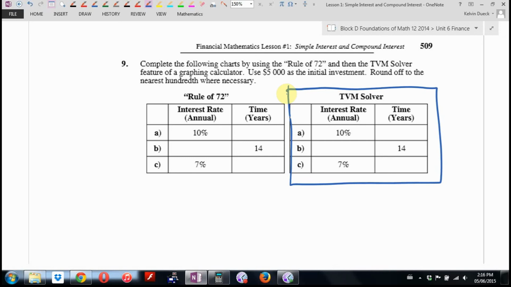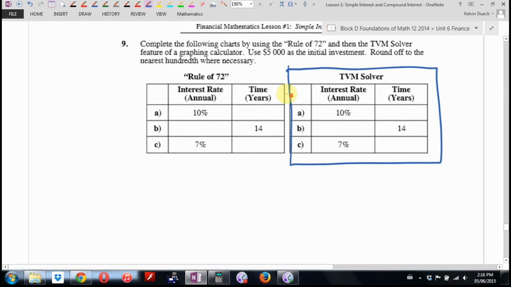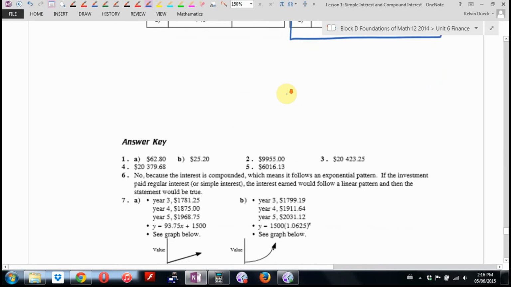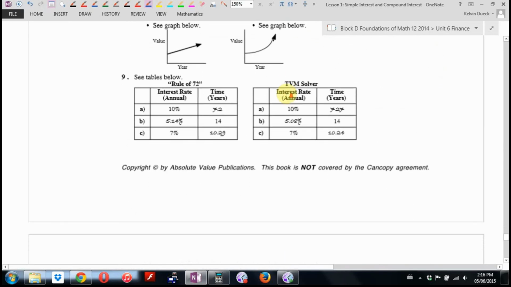We've got the technology. We don't need to estimate. We can actually crunch it in the same amount of time it takes to estimate it. So do that. Number 9, the right-hand part, using the solver. Please make sure you check your answers. Thank you very much.